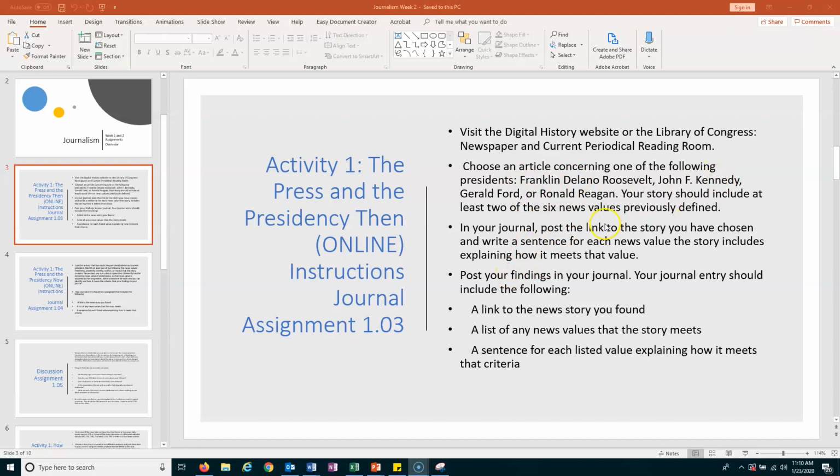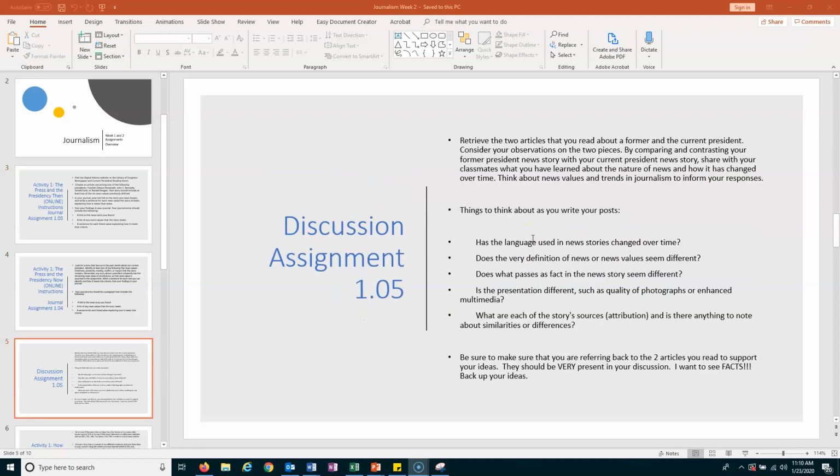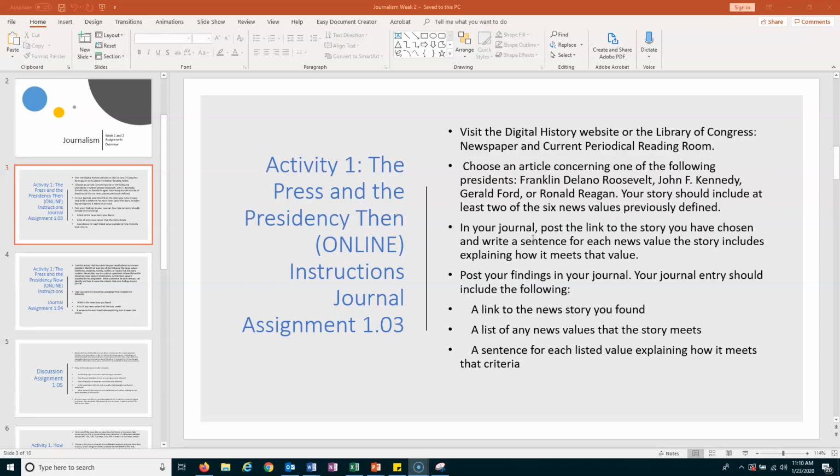And then when you go into your journal, you are going to look for 3 very specific things. So you're going to look for the link for your journal that you found. All I need is the HTTP link at the top. You just need to copy and paste that. So that's one.